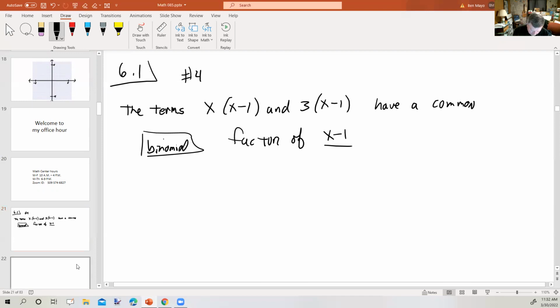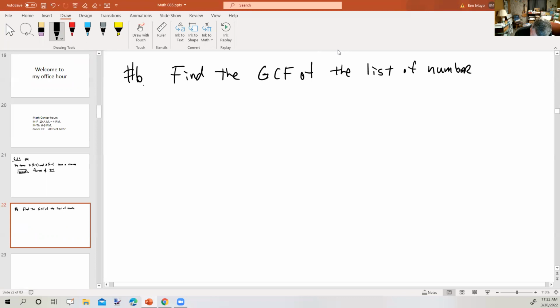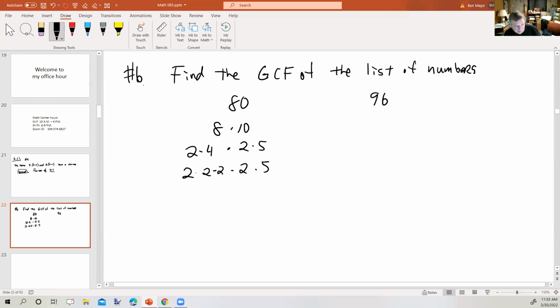Anyway, moving on to number 6. It says, find the GCF of the list of numbers, and that is 80 and 96. So let's do the prime factorization of each number. 80 is 8 times 10. 8 is 2 times 4, and 10 is 2 times 5, and 4 is 2 times 2. So if I break it down, I have 2 times 2 times 2 times 2 times 5. Okay, so that's the prime factorization of 80.